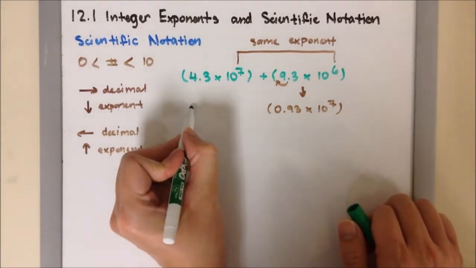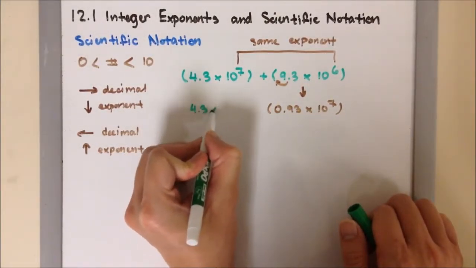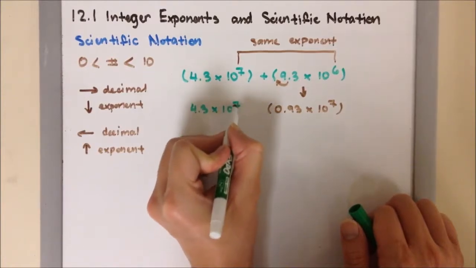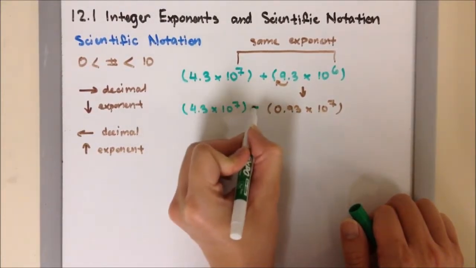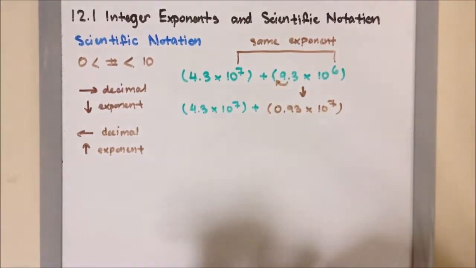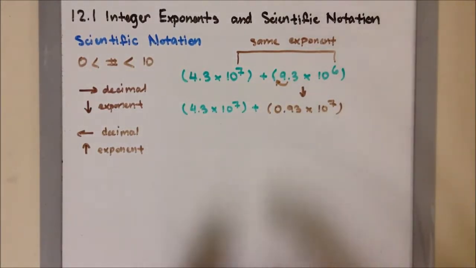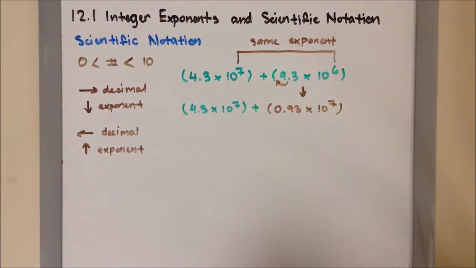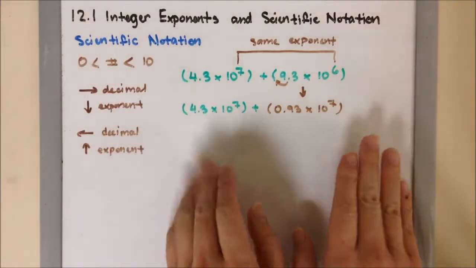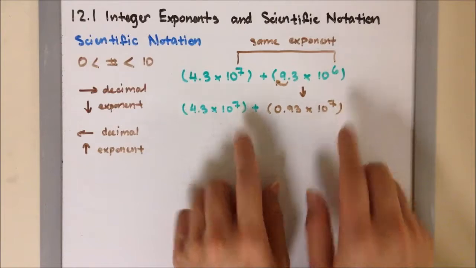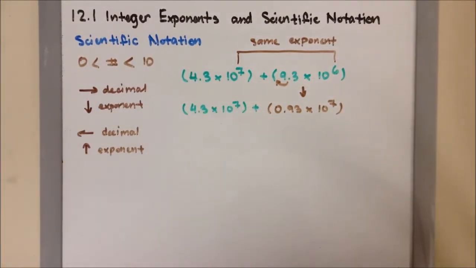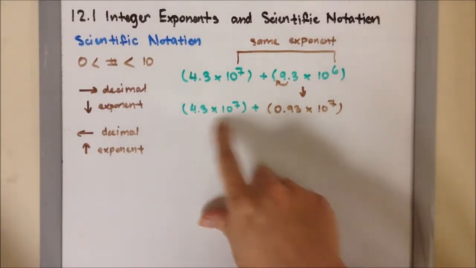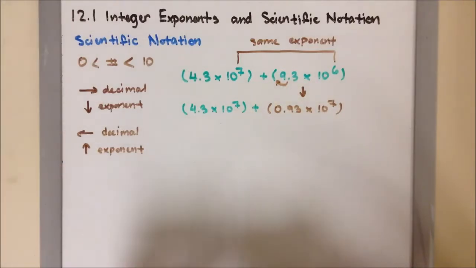So then this stays the same, 4.3 times 10 to the 7th being added to 0.93 times 10 to the 7th. Again, you only do this when you're adding or subtracting. The exponent of tens have to be the same. Now from there, I don't have to mess with the tens to the 7th power. All we have to do is focus on 4.3 and 0.93.